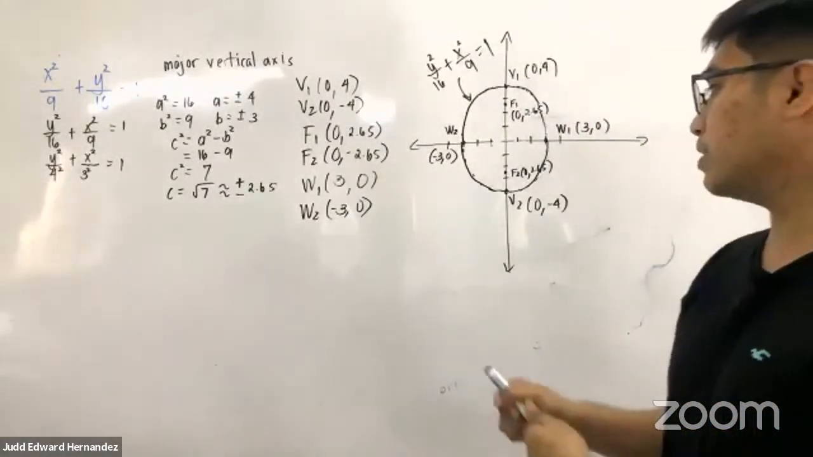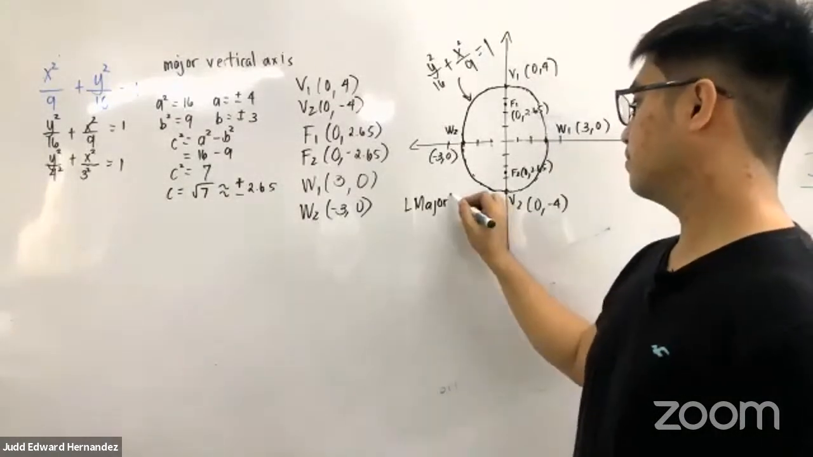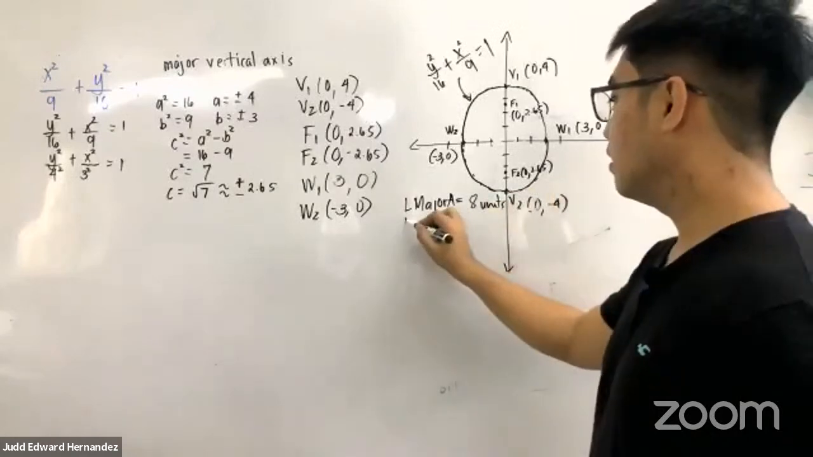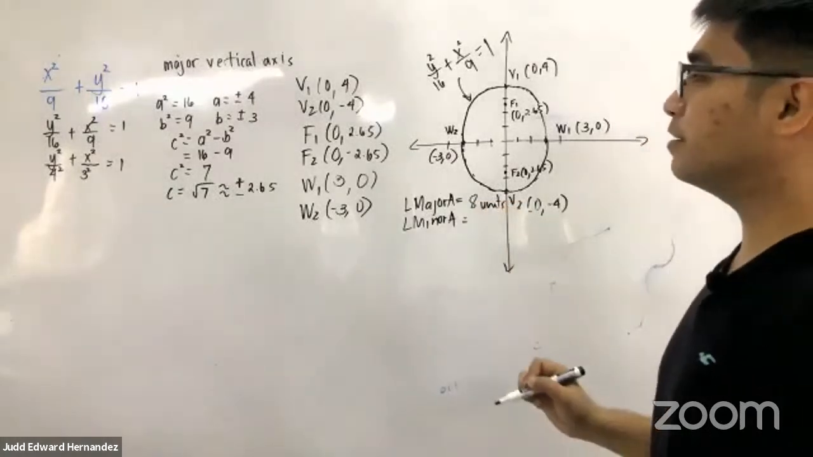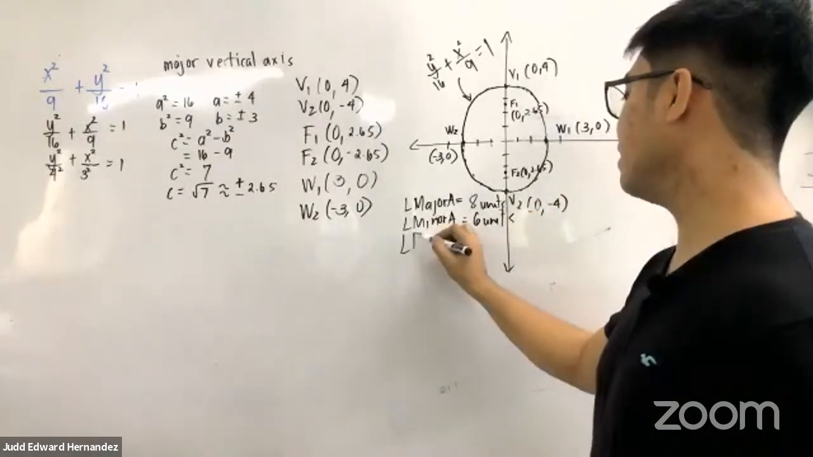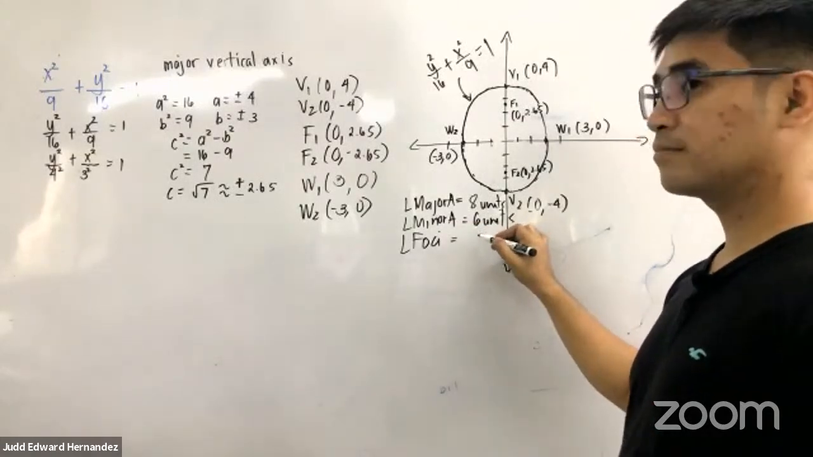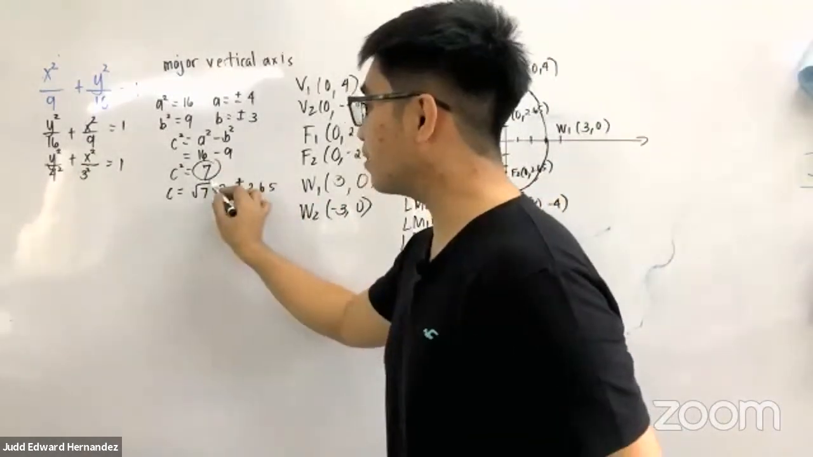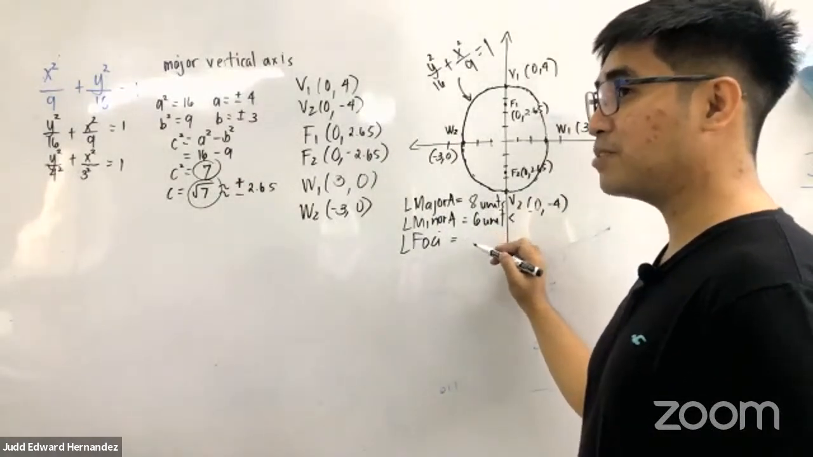Okay, I have a question again. What is the length of the major? 8 po. That is 8 units. Length of the minor. What is the length of the minor? 6 po. 6 units. What is the length of the foci? That is 14. Not 14, hindi natin gagamitin si 7. Si square root of 7 yung gagamitin natin. 2.65. That is 2.65 times 2.